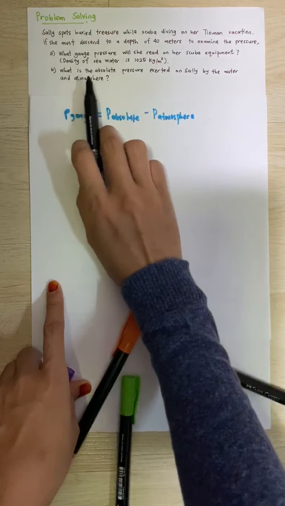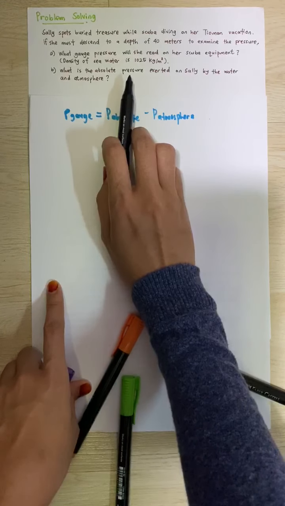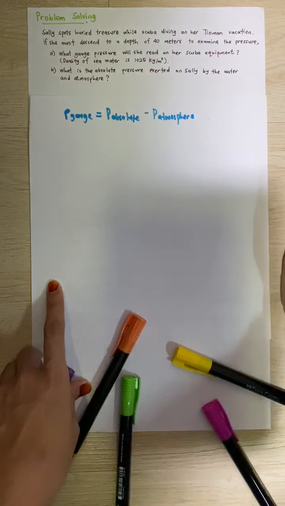Okay, next the question has to find the absolute pressure. So what is the absolute pressure? Absolute pressure is the pressure that is relative to the zero pressure in the empty air or free space of the universe. So it is related to empty, air-free space.